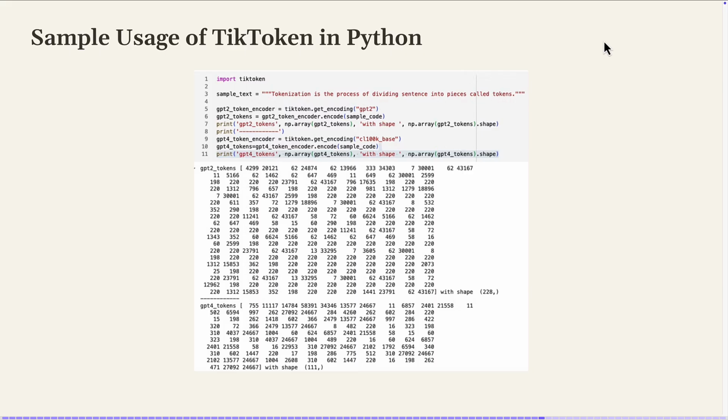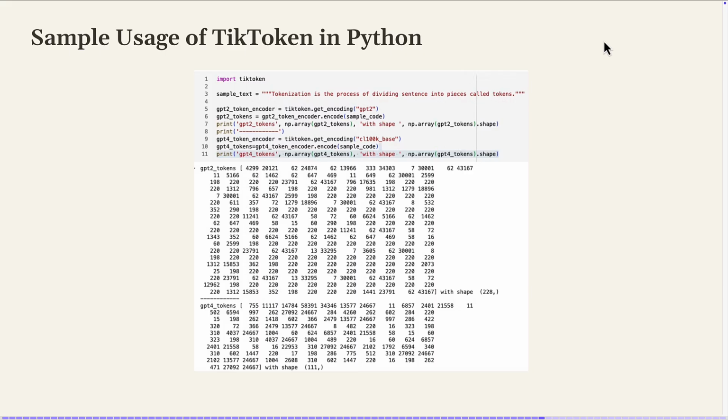So you can create a GPT-2 encoder, which is the first version that we saw. GPT-2 token encoder, tiktoken.get_encoding GPT-2. So this will give you an encoder, and then you use this encoder to encode the text. So this will convert the text into the following tokens. Okay, now look, we have 228 tokens for this text.